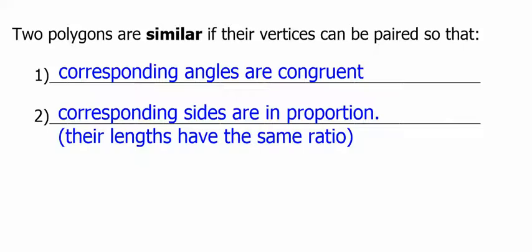This is the only way that two figures can be similar. They have to follow these two very important rules. This is the definition of similar polygons. All of the corresponding angles are congruent and all of the corresponding sides are in proportion. You can't have one without the other.